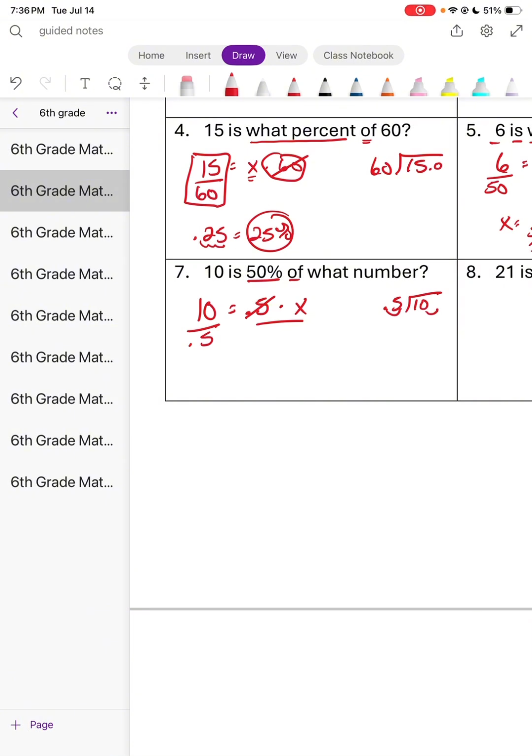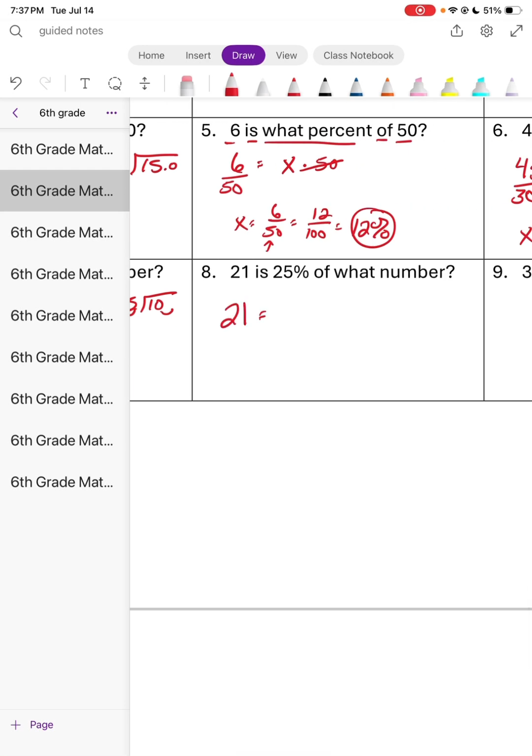What I like to do is go ahead and move it over once here. So 10 divided by 0.5 is the same thing as 100 divided by 5. I moved my decimal over once on top, once on bottom, and 100 divided by 5 is actually 20. It's a little bit easier that way.